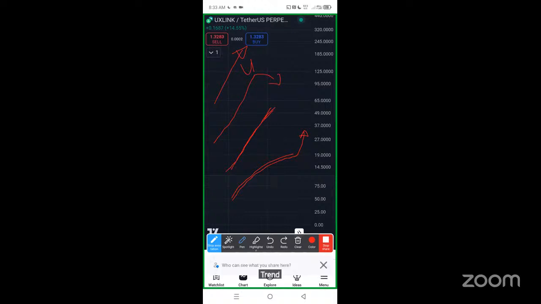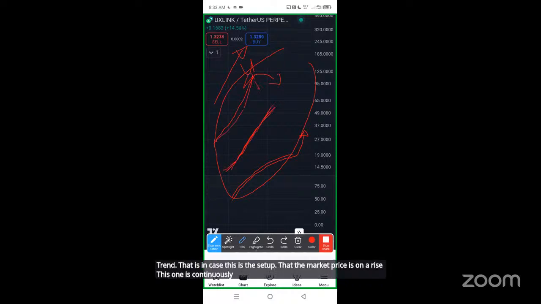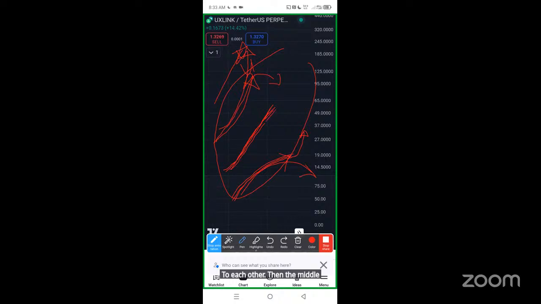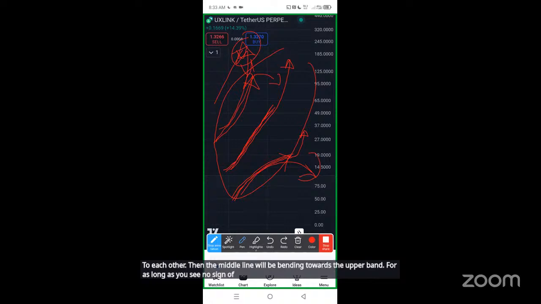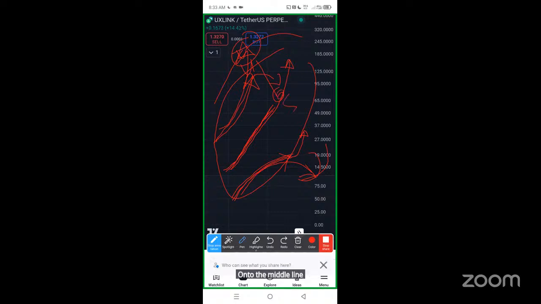That is in case this is the setup, that the market price is on a rise. This one is continuously deviating away from the middle line, and this one is also deviating away from the middle line, opposite to each other. Then the middle line will be bending towards the upper band. For as long as you see no sign of convergence between the upper band and the lower band, just be rest assured that once the market price comes onto the middle line and it is successfully supported, you're going to have a continuation of the previous trend.